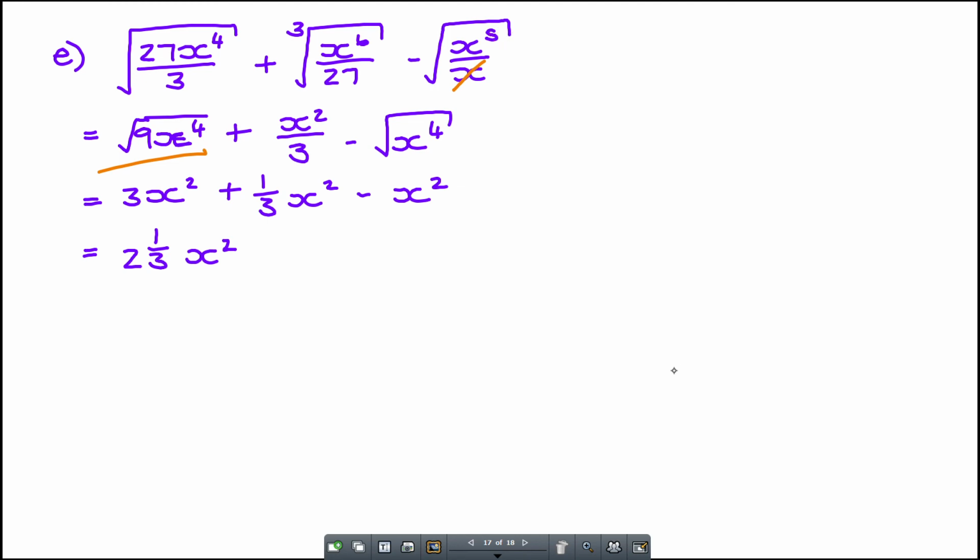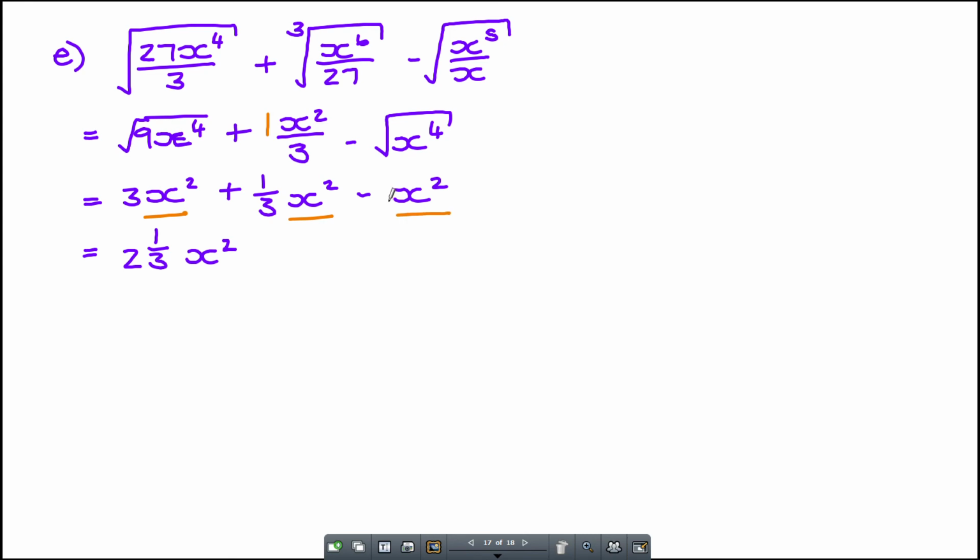That's the second step. Okay, so now I can get square root of 9x to the power of 4. And I can get square root of x to the power of 4. Have a look what I did here. Same as the previous one. I made it a third x to the power of 2. Why did I do that? Because now you can easily see that they're all like terms. They all have x to the power of 2.